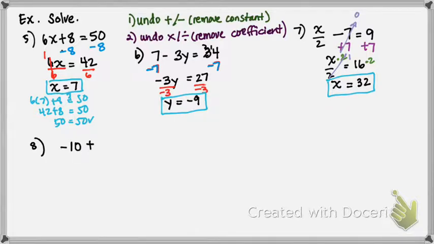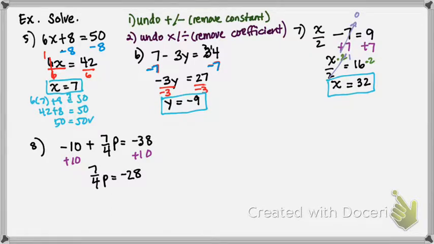Negative 10 plus 7 fourths p, ooh, this one is interesting, equals negative 38. Okay, so we want to undo the constant, but the constant is negative, which means we're actually going to add. So we're going to add 10 to both sides. That leaves me with 7 fourths p equals negative 28.